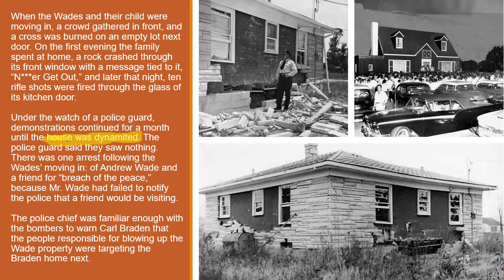There was one arrest following the Wades moving in, of Andrew Wade and a friend for breach of the peace because Mr. Wade had failed to notify the police that a friend would be visiting. So the only person arrested during all of this was Wade, who had moved into the house, for inviting a friend over who he hadn't notified the police about. The police chief was familiar enough with the bombers, with the people who threw the bomb, that he warned Carl Braden that the people responsible for blowing up the Wade property were targeting the Braden home next.